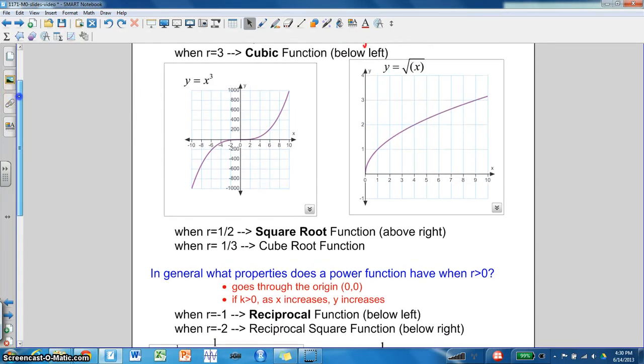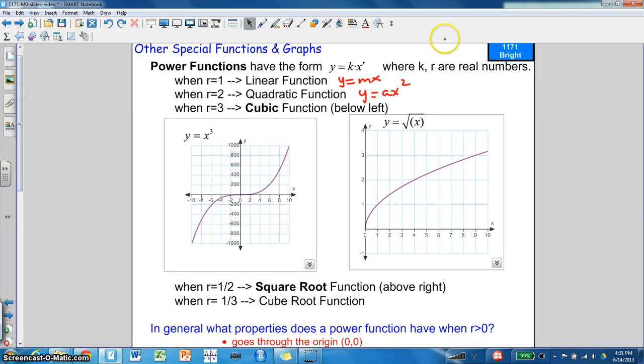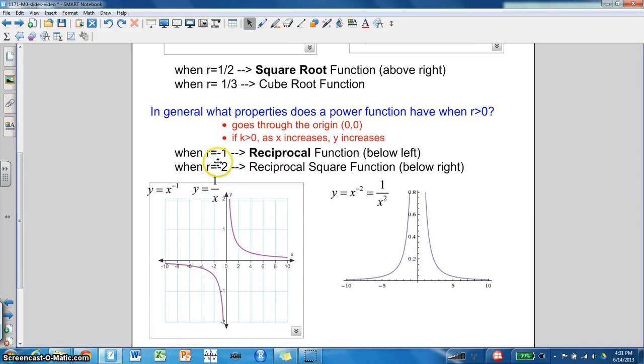Okay, and now keep in mind we said r can be any real number. Okay, so r could be negative, it could be 0. If r is 0, it's not too interesting. It just ends up being a horizontal line. So we won't focus on that too much. Now, when it's negative, some interesting things happen.